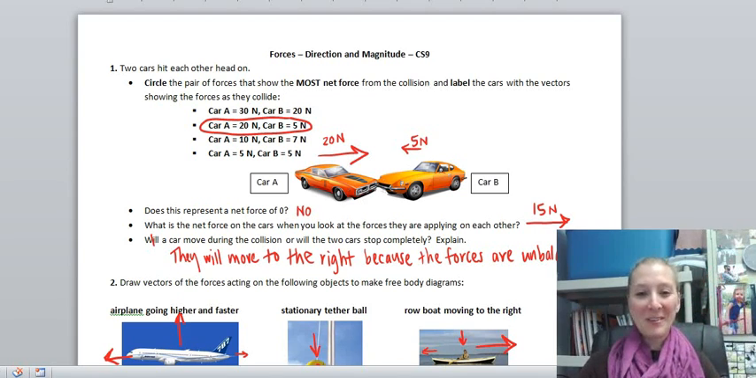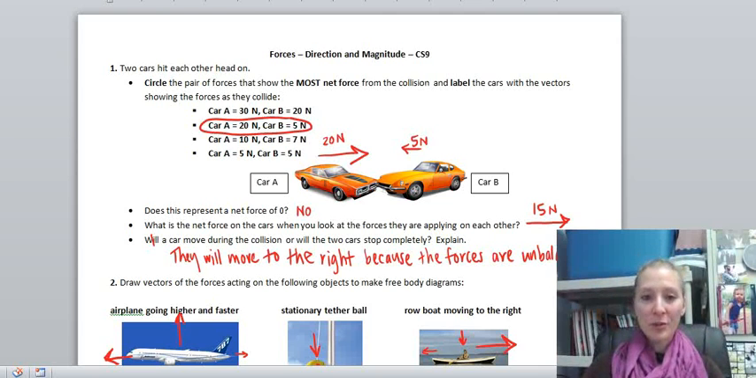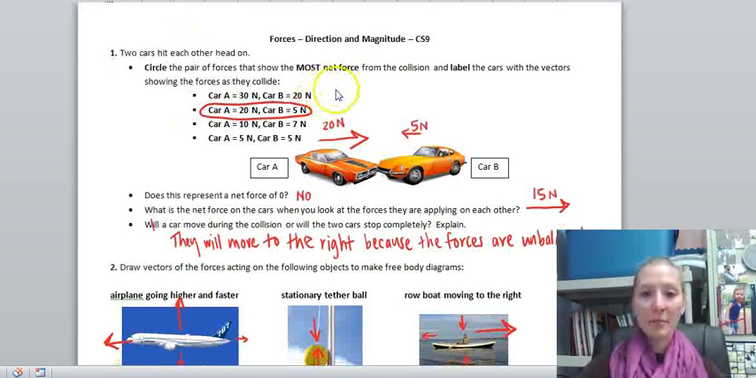Okay, so I wanted to go through the study guide with you and explain it with you so that you can follow along. This looks a little different. It's a different format, but it's the same info. So the first question is asking you to circle the pair of forces that show the most net force.